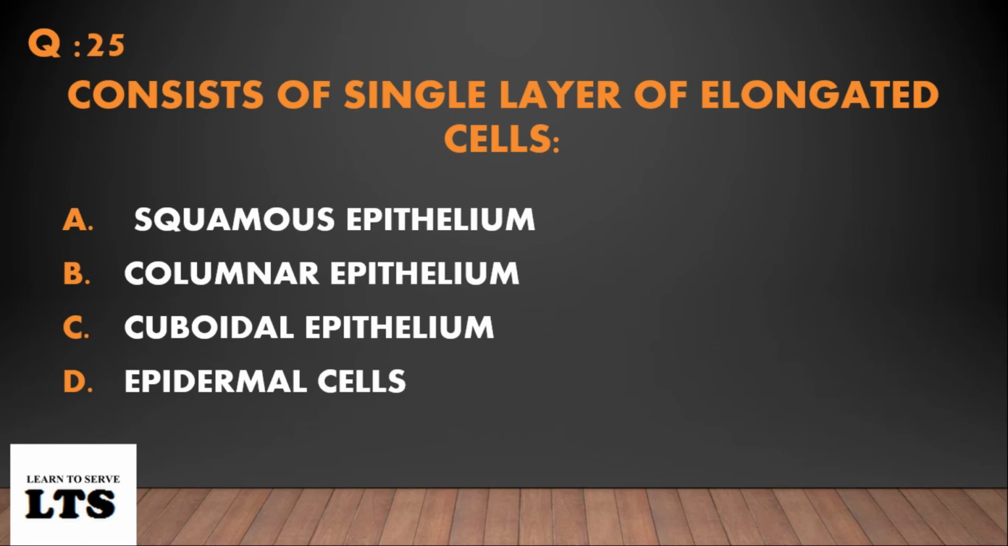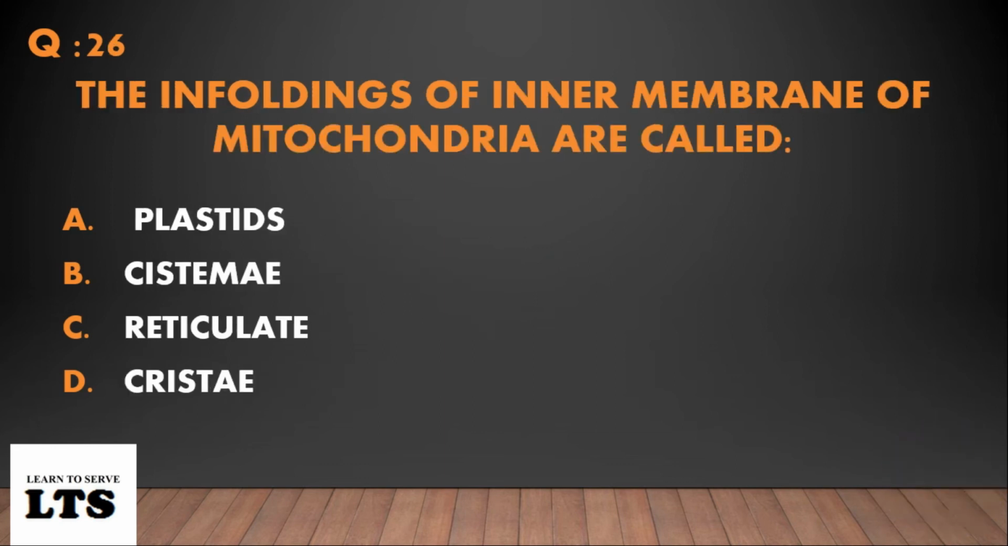The next one: a single layer of elongated cells is option A, squamous epithelium; option B, columnar epithelium; option C, cuboidal epithelium; option D, epidermal cell. The answer is option B, columnar epithelium.